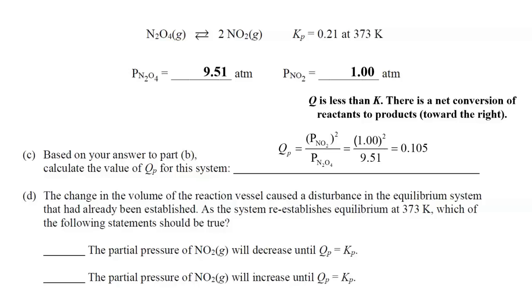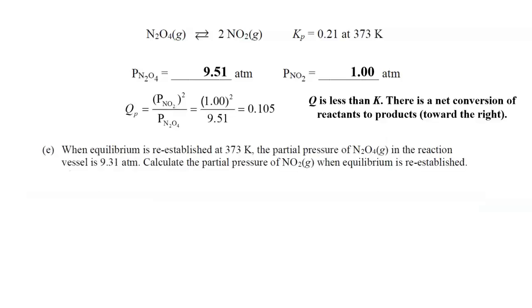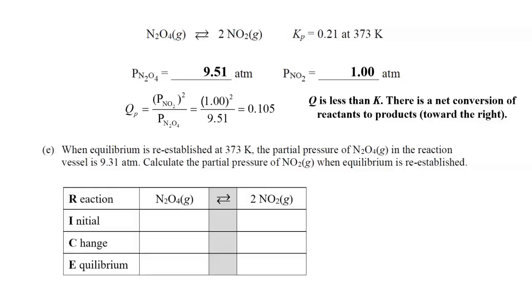Well, if we're going to have a net conversion from left to right, from reactants to products, and since NO2 happens to be a product, that means the partial pressure of NO2 will increase until eventually equilibrium is reestablished and Q equals K. So when equilibrium is reestablished, the partial pressure of N2O4, it was 9.51. It's going to drop down to 9.31. Let's make our RICE table, and we'll calculate the partial pressure of NO2 using our RICE table.